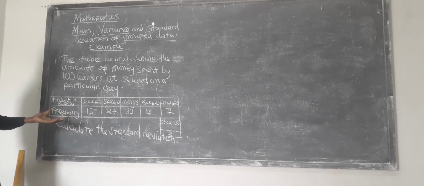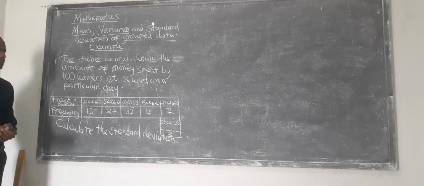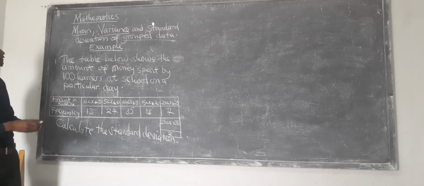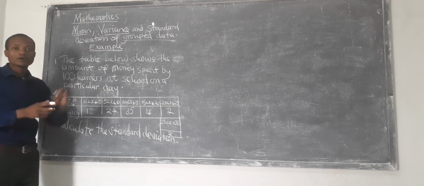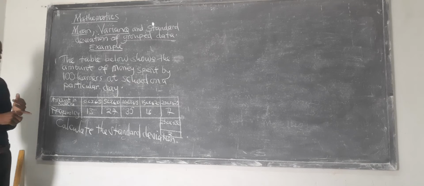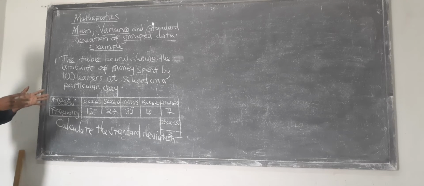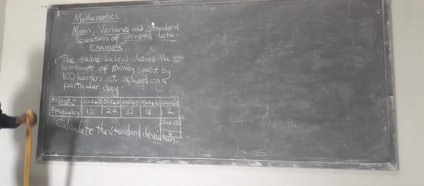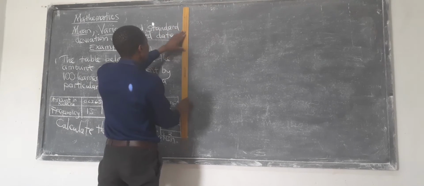So the question is, calculate the standard deviation. You cannot find the standard deviation before you find the mean and variance. So these three go hand in hand. To help us calculate the mean, variance and standard deviation, we're going to draw a table.